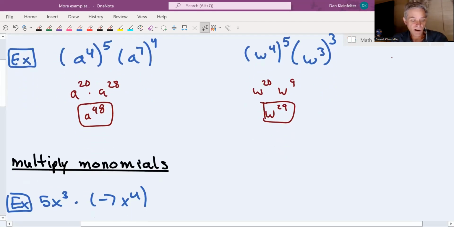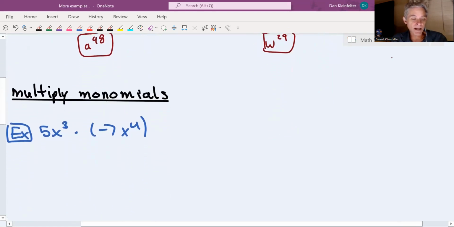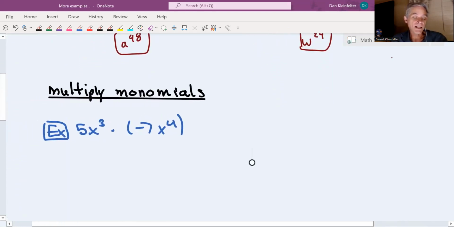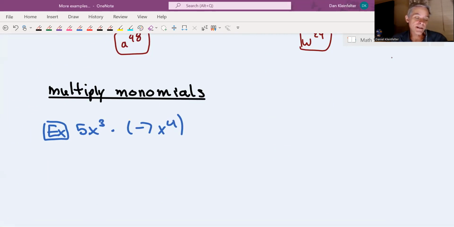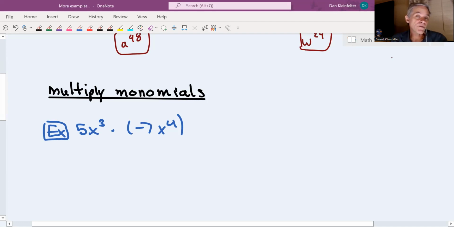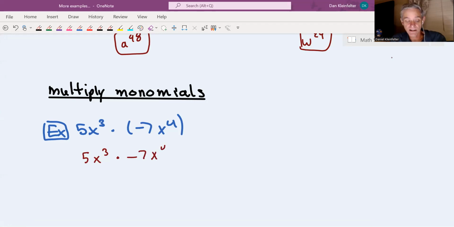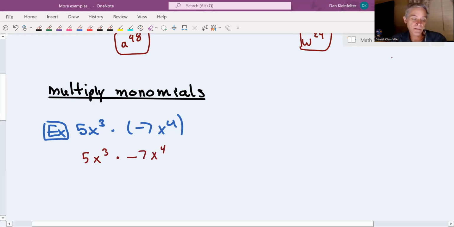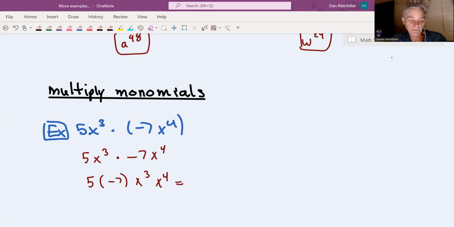All right, so our next task is to look at multiplying monomials, and we're going to use exponent rules to help us get this done. We have 5x cubed times negative 7x to the fourth power. What we're going to do first is reassociate our multiplications. So let me take the parentheses off of our second group of factors there. We'll write that as 5 times negative 7, x cubed, x^4.